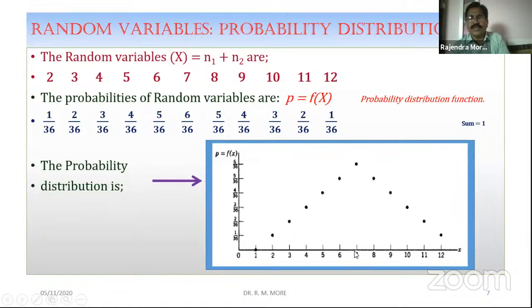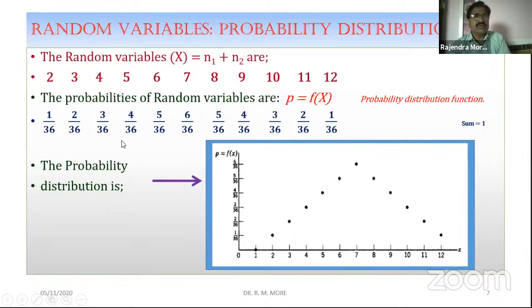For the 7, the probability is 7 by 36, and again it is decreasing. So this is one kind of the distribution which we have represented here. And you may plot it as a line, as a curve, or as bars also. But this is the probability distribution.